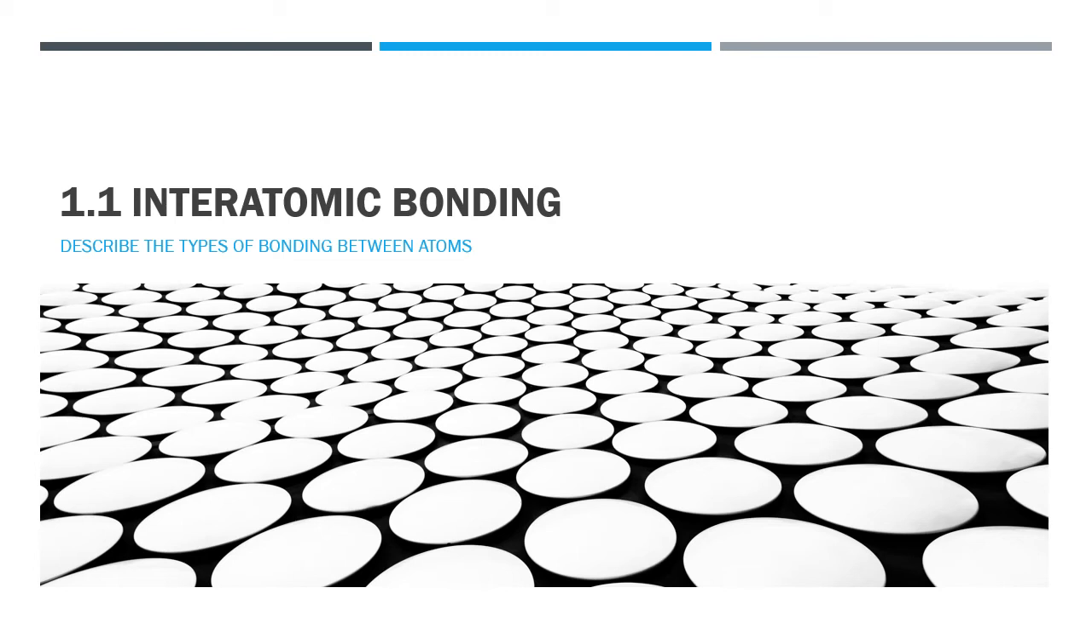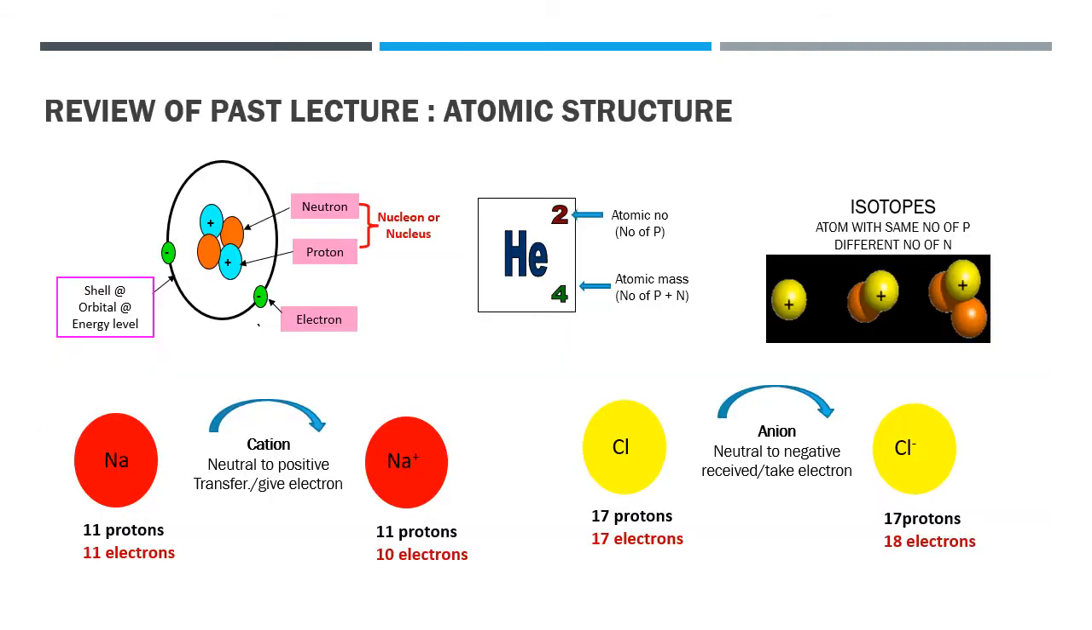Assalamualaikum class. Good day. So today we shall continue chapter 1 of MEC 281, which is interatomic bonding. In this chapter we shall be able to describe the types of bonding between the atoms. First, let us review the past lecture. In the past lecture, we had learned about atomic structure.